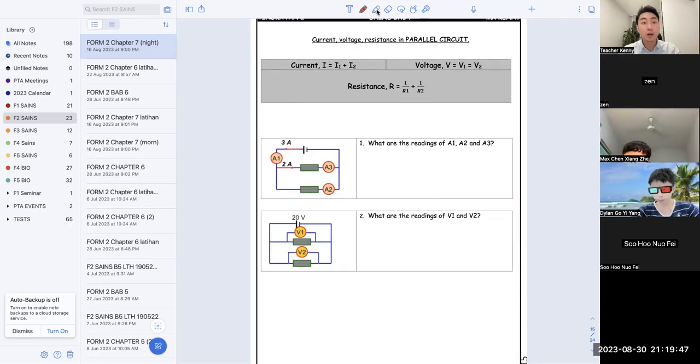Now, let's go to a parallel circuit. What is a parallel circuit? There is more than one path for you to walk. You can walk here, you can walk here, correct? You can walk many paths.